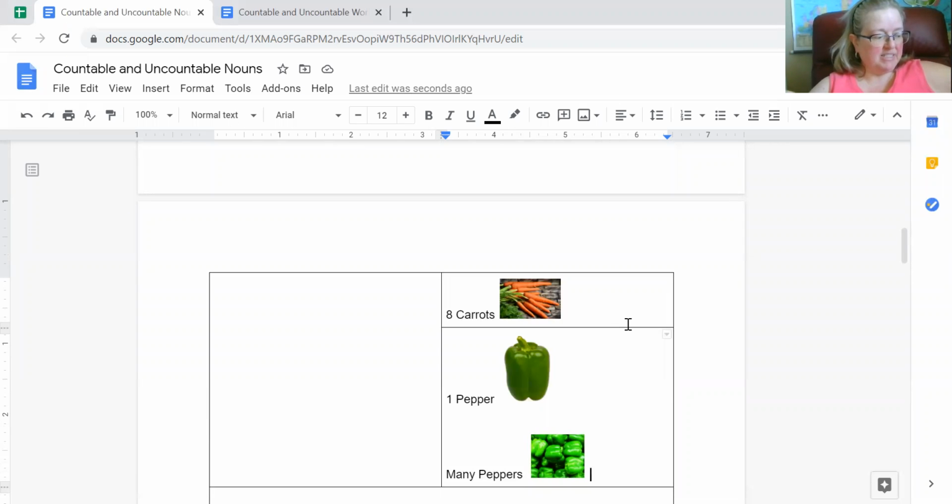Can anyone give an example of a noun that is countable? I think I heard banana. That's right. Bananas are countable. 1 banana, 2 bananas, 5 bananas, many bananas. We can ask how many. We would add S at the end of banana to make it plural.